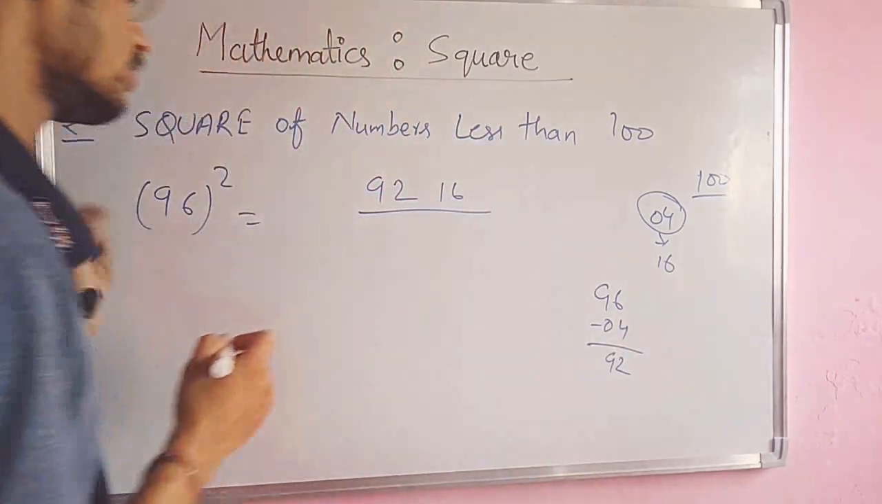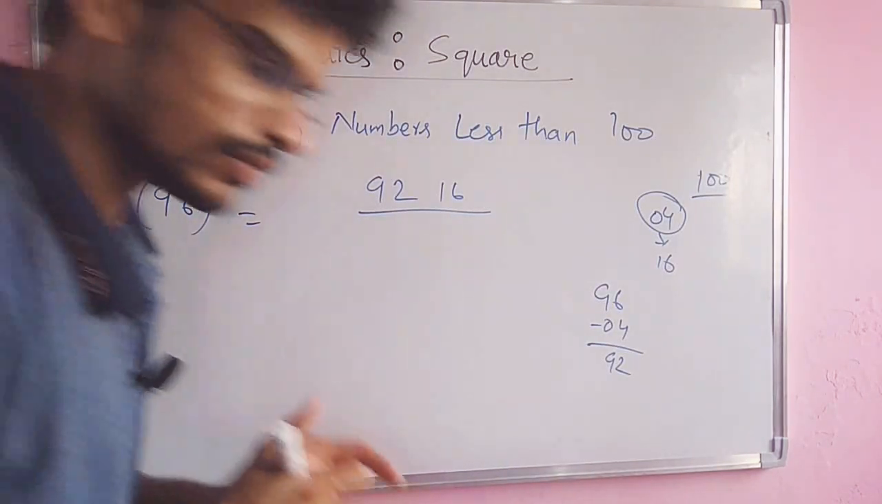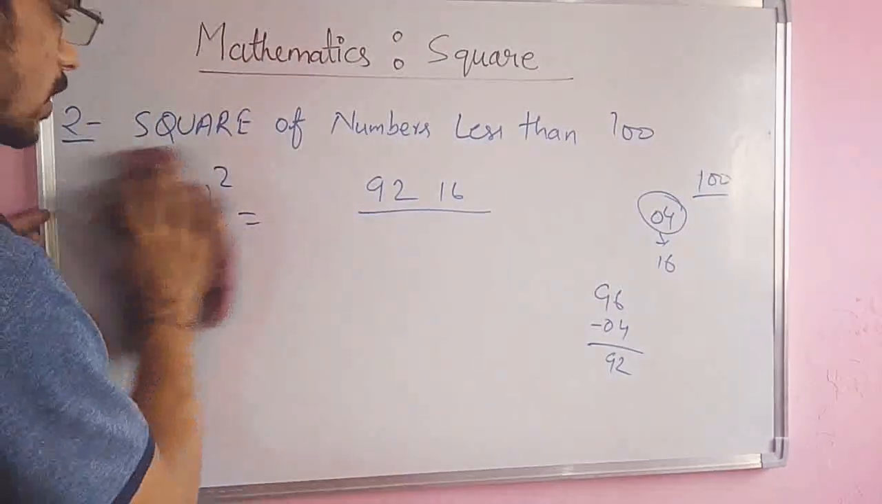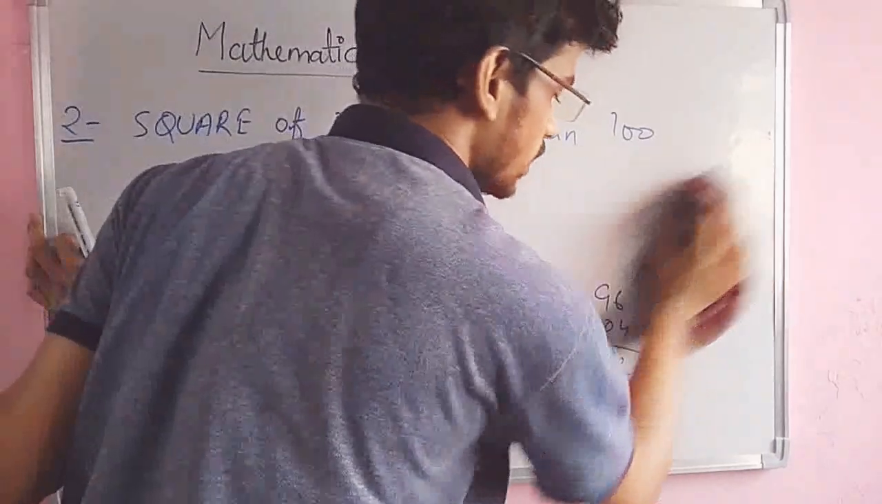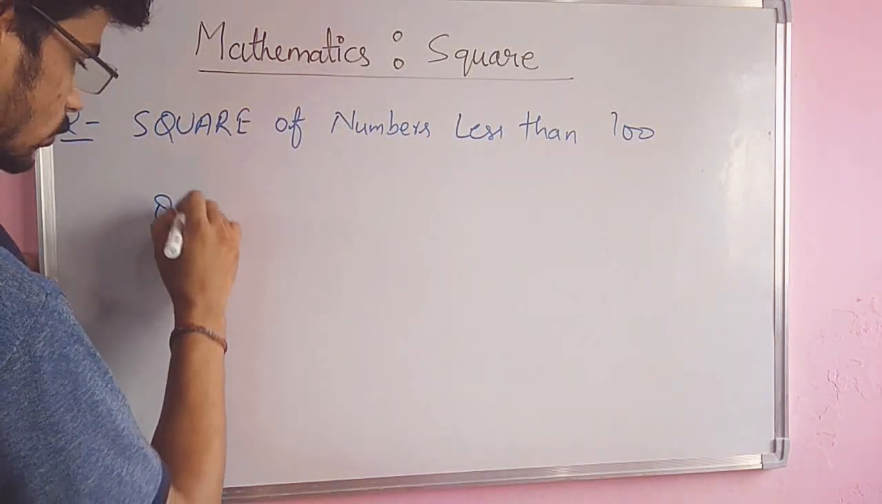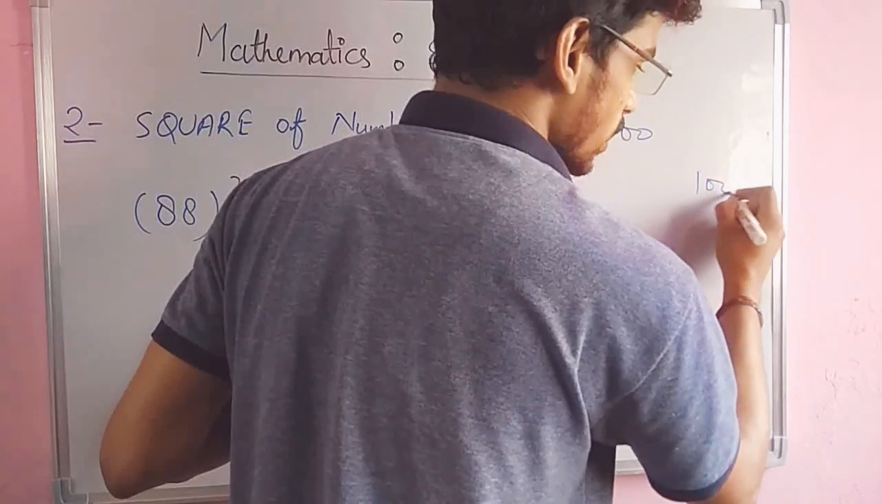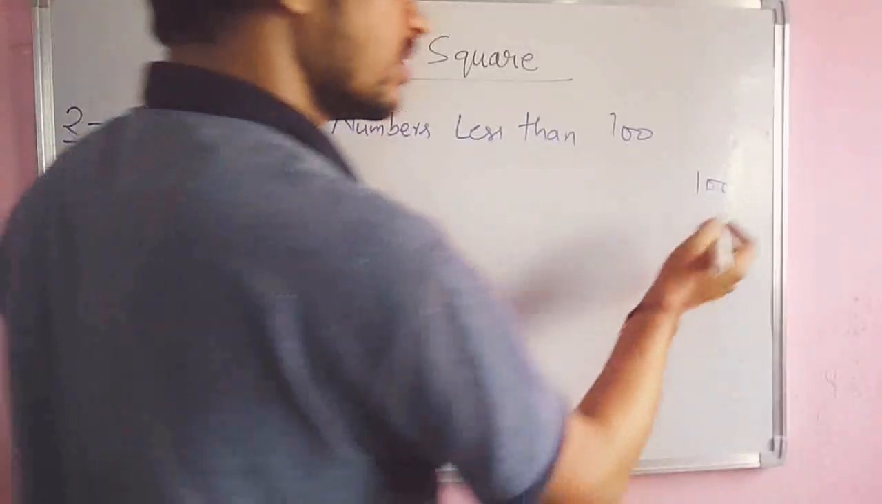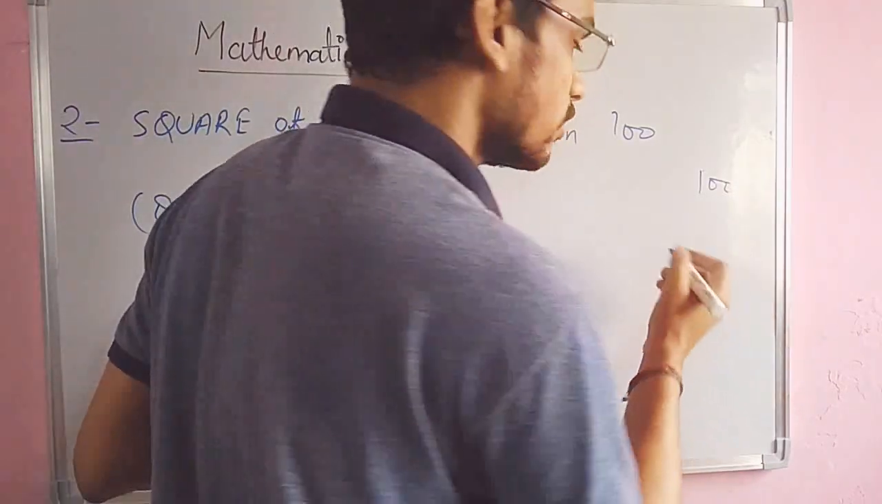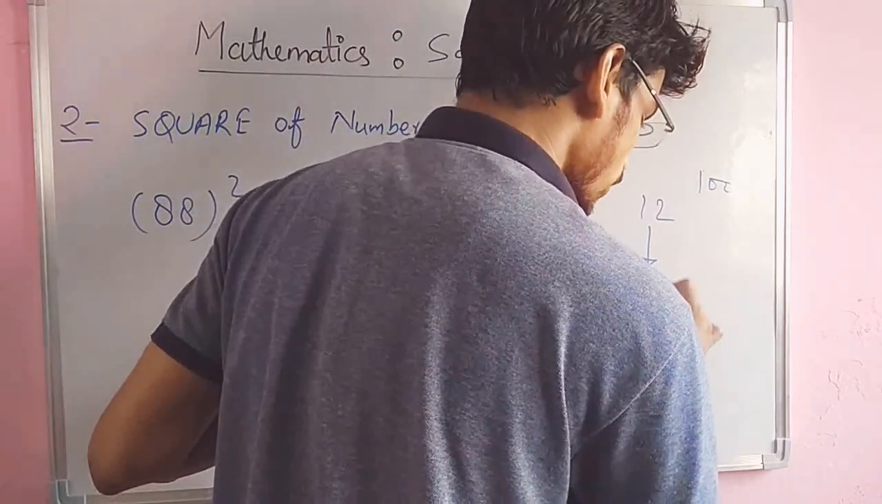9216 is the square of what? 96. Next, if we want to calculate the square of 88, here the golden number is also 100. How much is it less than 100? That is 12. Calculate the square of 12, that is 144.